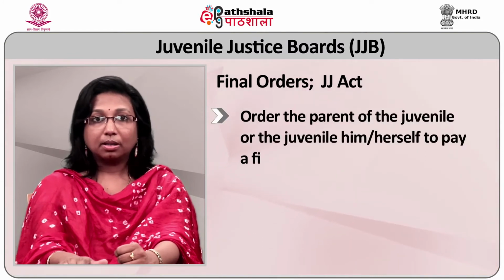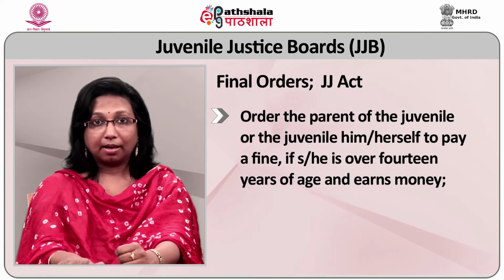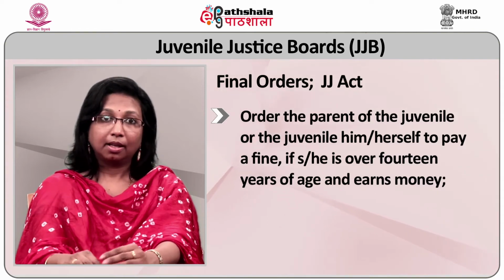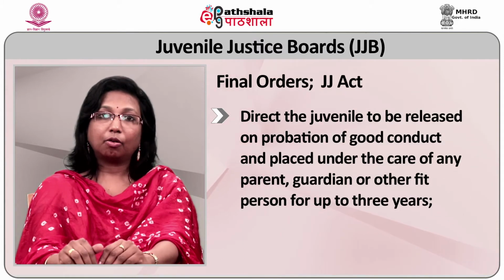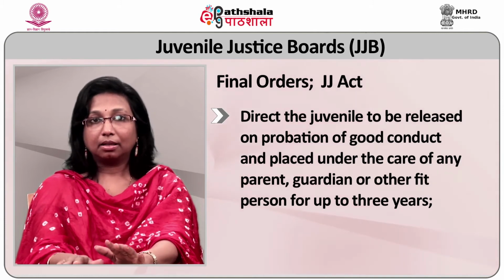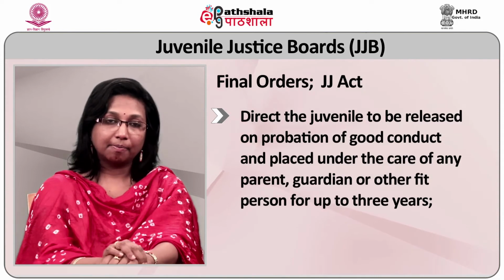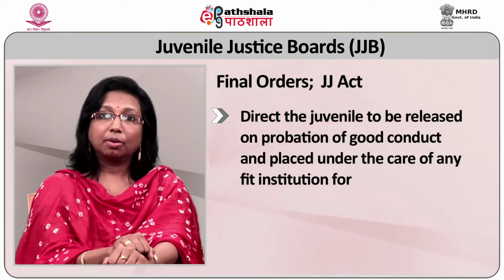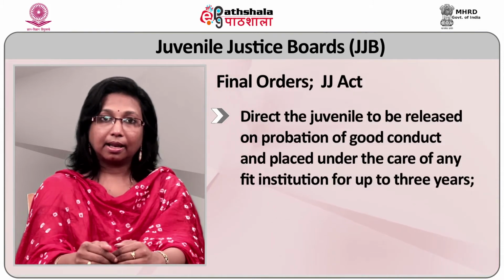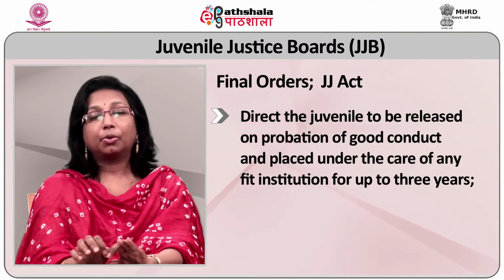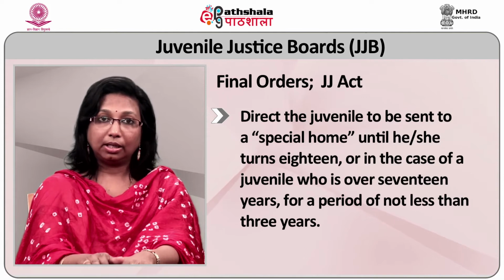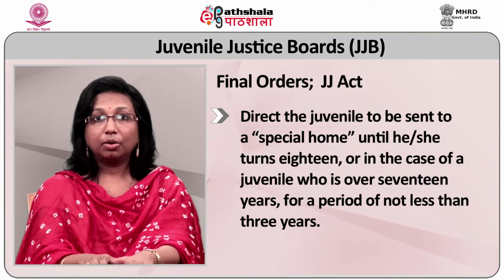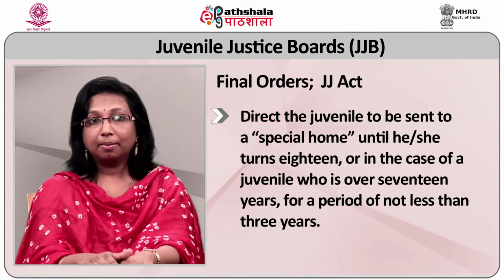The fourth option is to order the parent of the juvenile or the juvenile himself to pay a fine if he or she is over 14 years of age and earns an income. Fifth, direct the juvenile to be released on probation of good conduct and placed under the care of any parent, guardian or any other person called fit person for up to a maximum of 3 years. Sixth, direct the juvenile to be released on probation of good conduct and placed under the care of any fit institution for up to again a maximum of 3 years. Seventh, direct the juvenile to be sent to a special home until he or she turns 18, or in the case of a juvenile who is over 17 years, for a period of not less than 3 years.